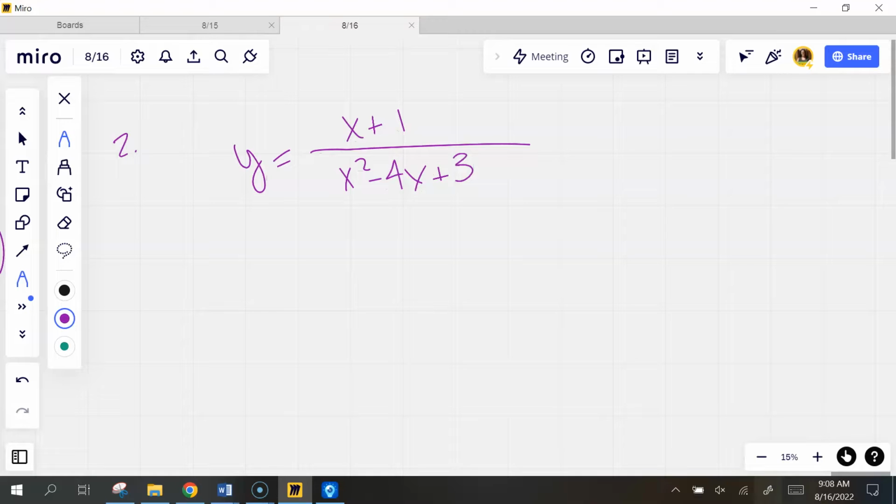Piecewise functions. That's exactly right. Your jumps are going to happen in piecewise functions, unless I'm in something like an integer function, but that's really the only one. But let's look at this one. Any ideas?